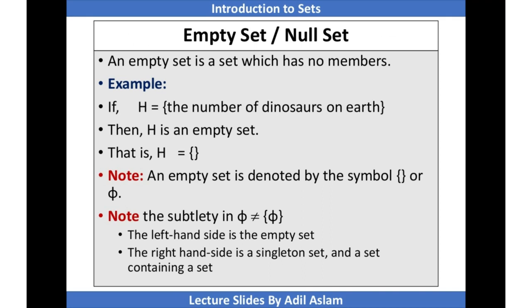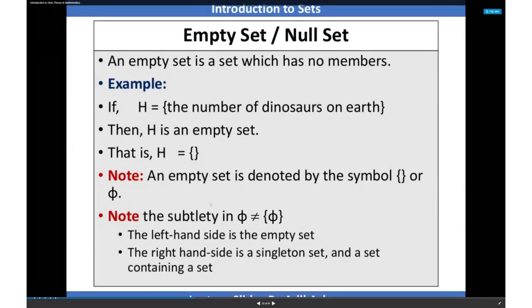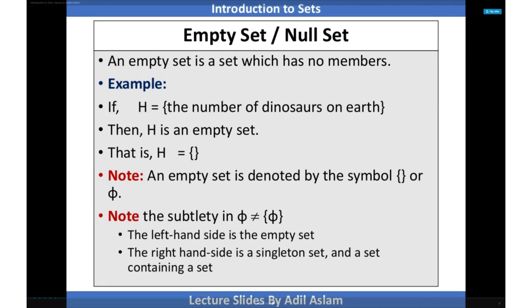So the next type, after finite and infinite, is the empty set or the null set. And we've said the representation can either be curly braces with nothing inside, or you use this symbol here. Okay, use that symbol there. And the note is provided there just to distinguish clearly the symbols there. The two symbols mean two different things.